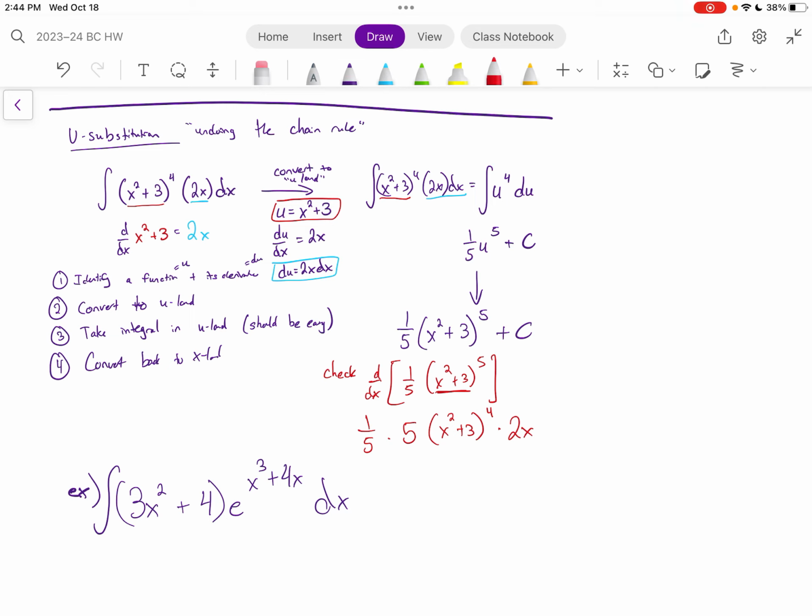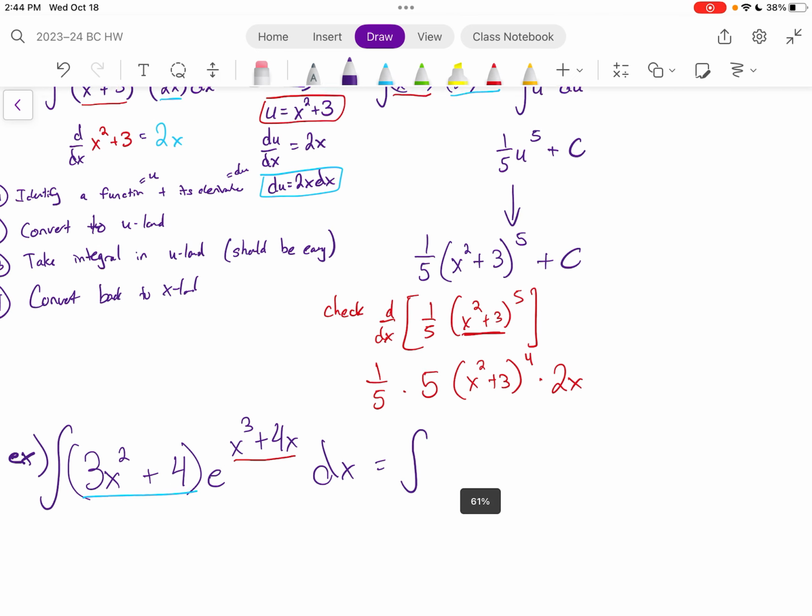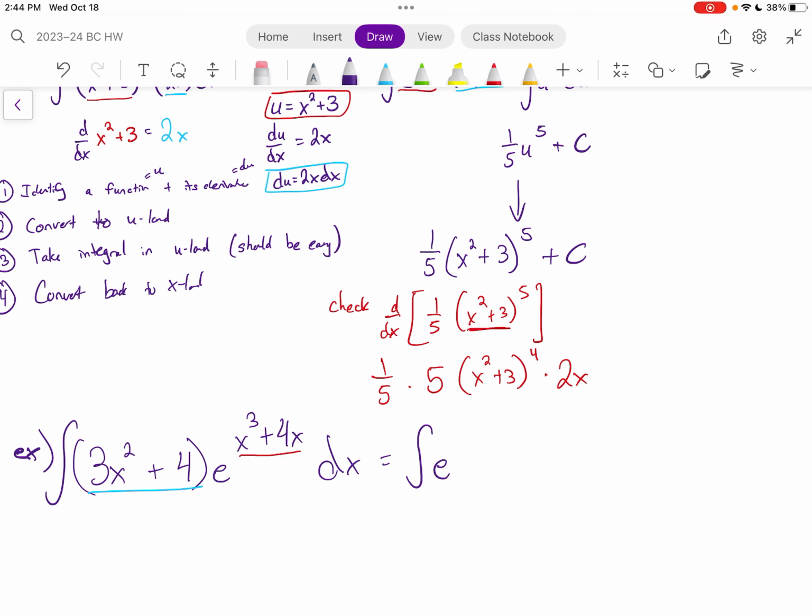Okay, I hope that worked for you. Do we identify a function and its derivative in here? And the answer is of course. Here's my function, x cubed plus 4x. And here's its derivative, 3x squared plus 4. So I might want to rewrite this as e to the x cubed plus 4x times (3x squared plus 4) dx. We'll see why in a second.